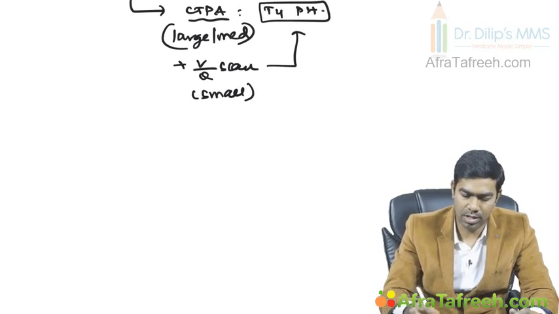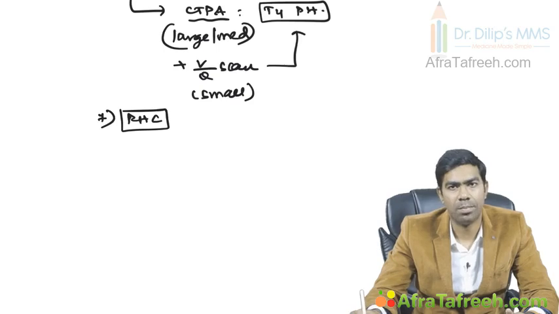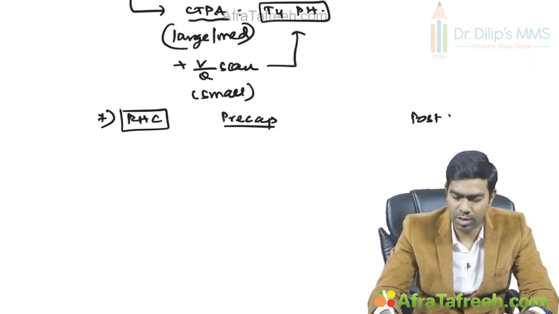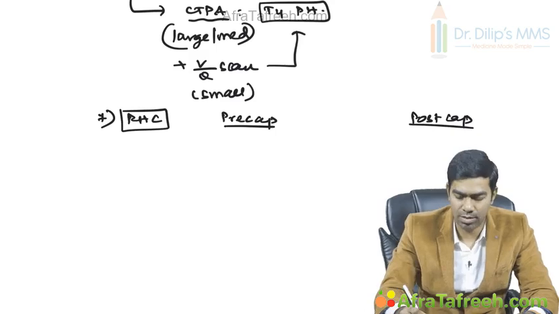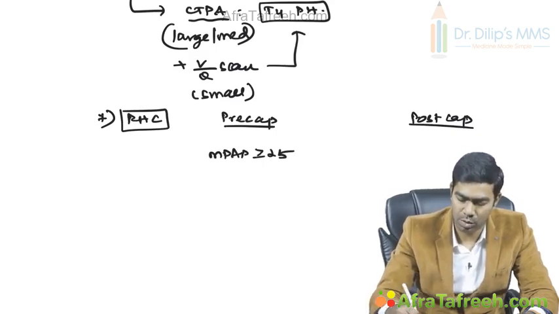Apart from this, you can do right heart catheterization, which is one of the important gold standards for diagnosing pre-capillary versus post-capillary. So, what will be the changes in pre-capillary and what will be the changes in the post-capillary? We already discussed. All these changes will be there. Like MPAP will be more than or equal to 25 in both. There is no doubt about that.